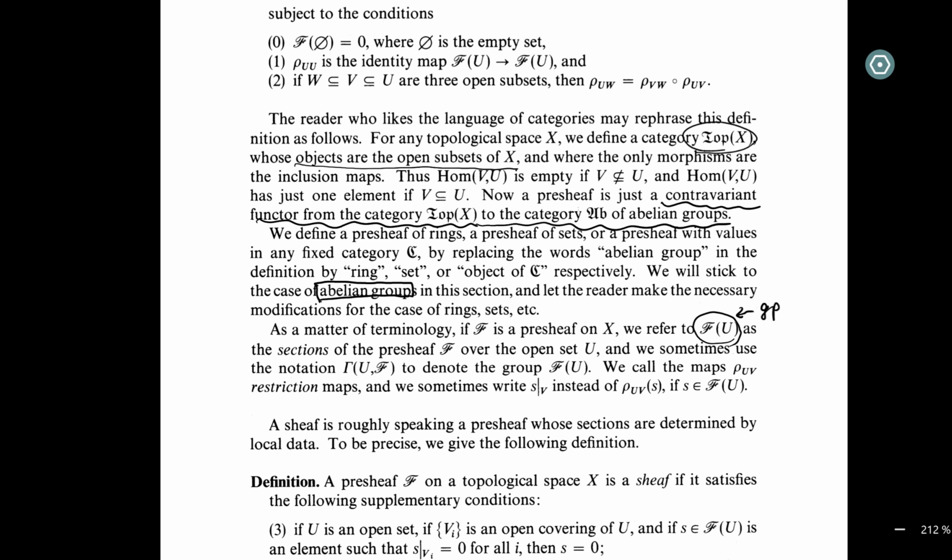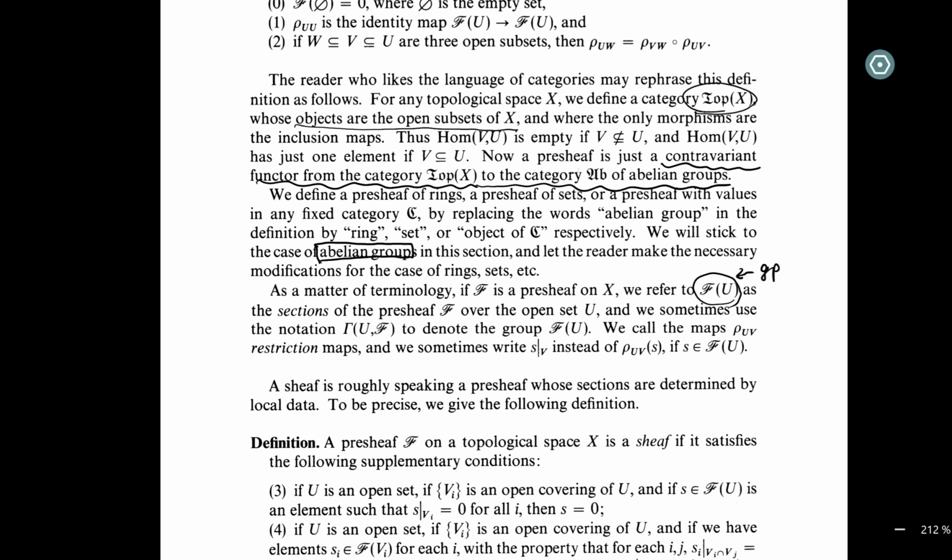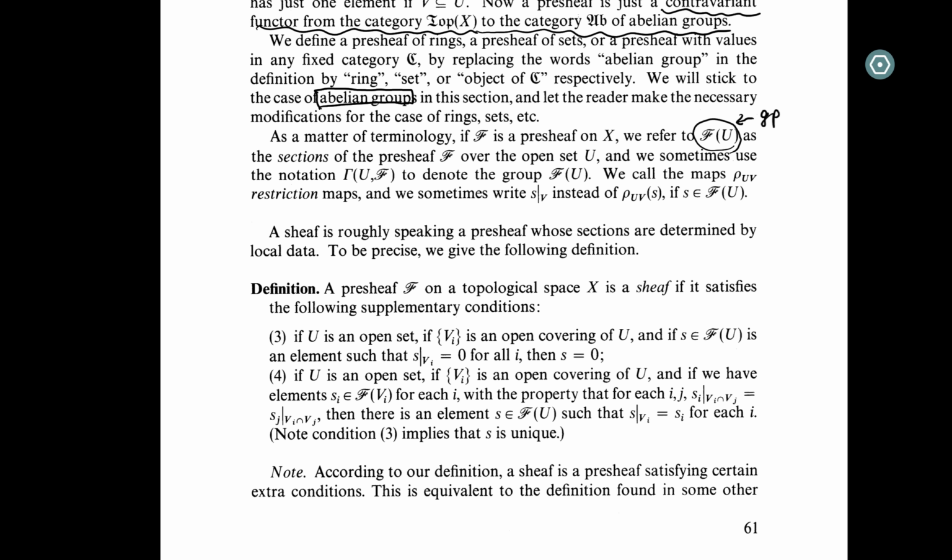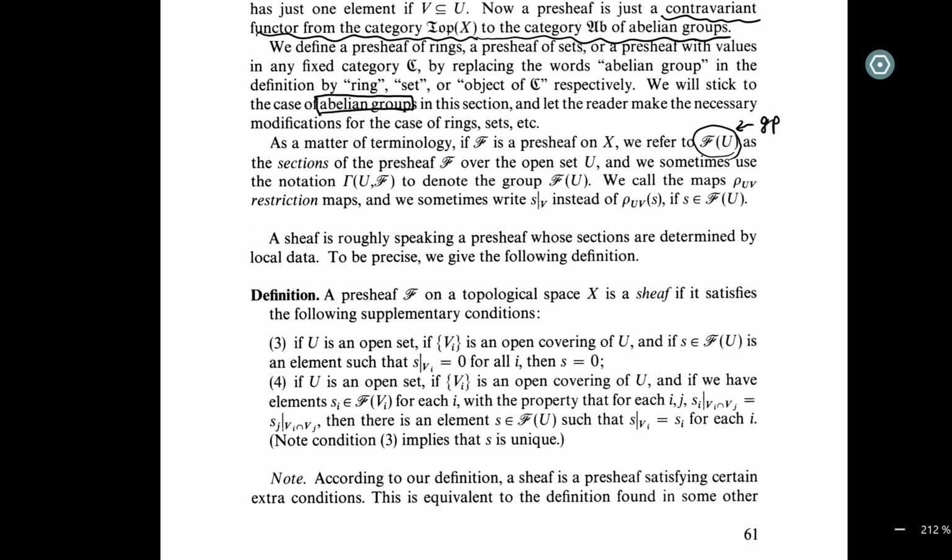We call the elements of it sections. Sometimes we use this notation to denote this group. We call the maps restriction maps, and at least sometimes write it this way. It's just notation. A sheaf, roughly speaking, is a pre-sheaf whose sections are determined by local data.